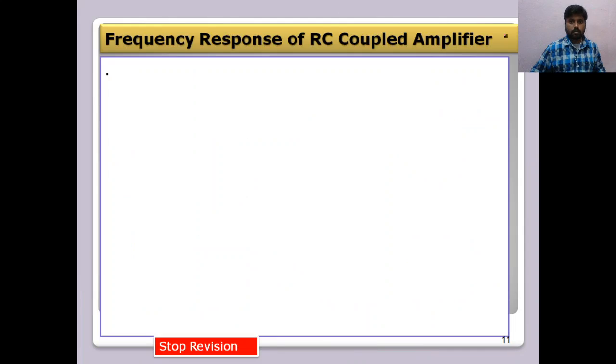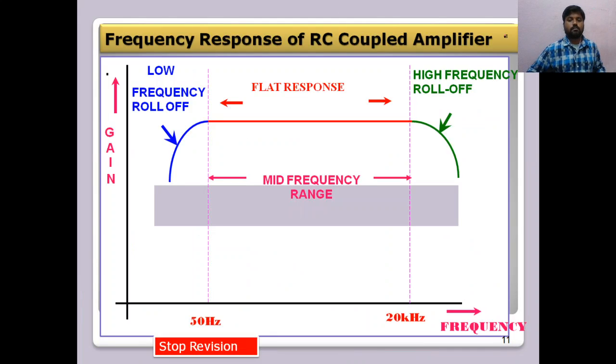Okay, let us go to the frequency response of the RC coupled amplifier. At low frequencies and high frequencies it is rolling off, that means the gain is reduced, and at the mid frequency range we get a flat response. This flat response is in the audio frequency range. As it is an audio frequency, that is 50 Hz to 20 kHz, the RC coupled amplifier is used in audio applications like PA systems.